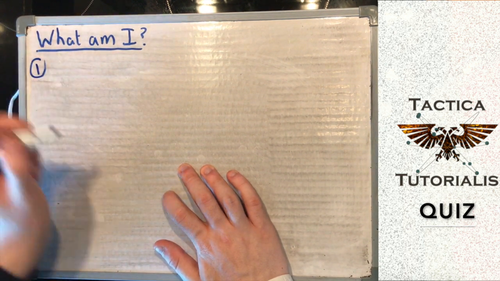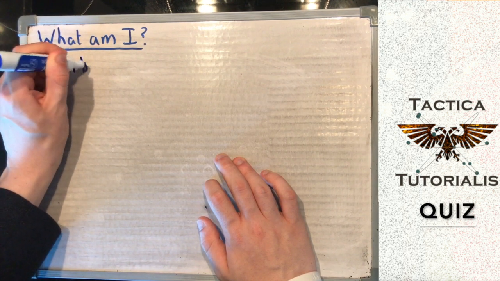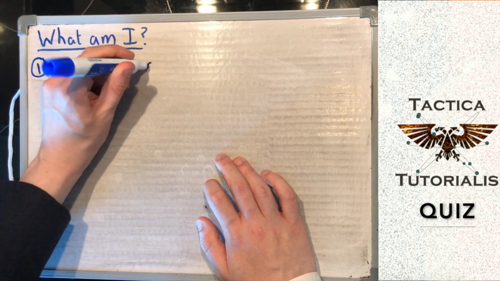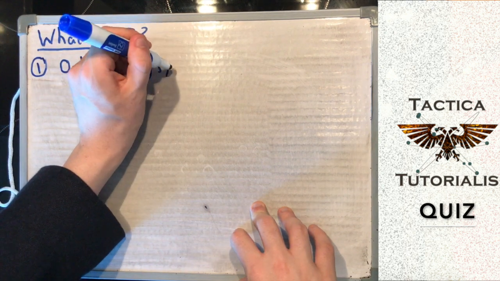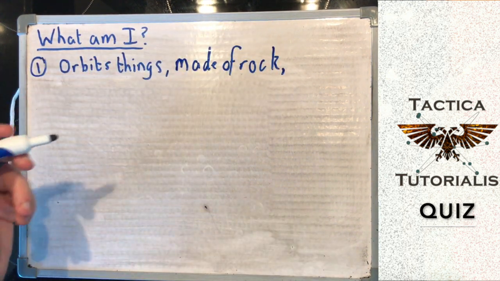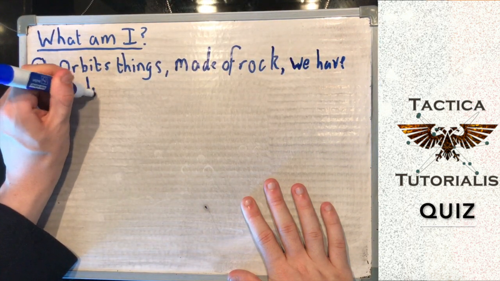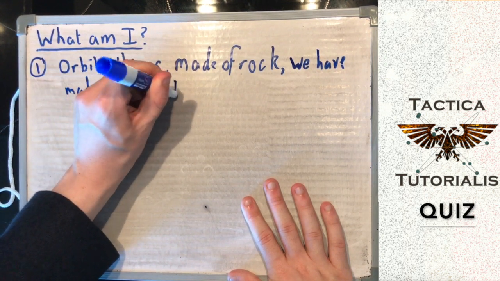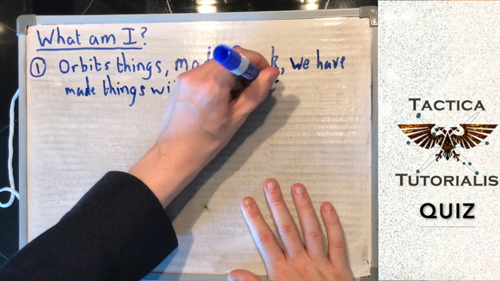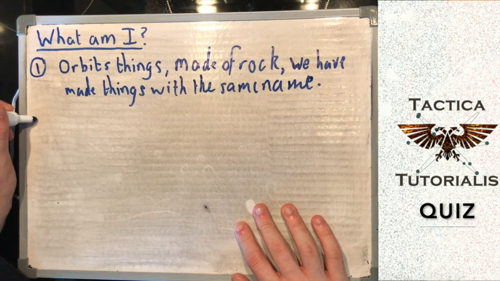So, our first stellar component. What's it going to be? Well, it is an object that has an orbit. So it orbits things. And it's usually made of rock. And the final clue I'm going to give you is that we, i.e. humans, have made things that share their name. Things with the same name. So that is your first one. So what do you think that solar system component is? It has an orbit, it's usually made of rock, and we've made things that have the same name as it.